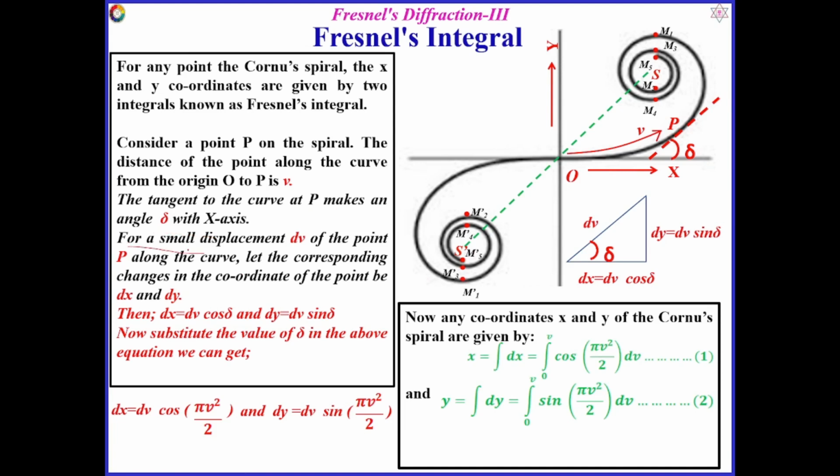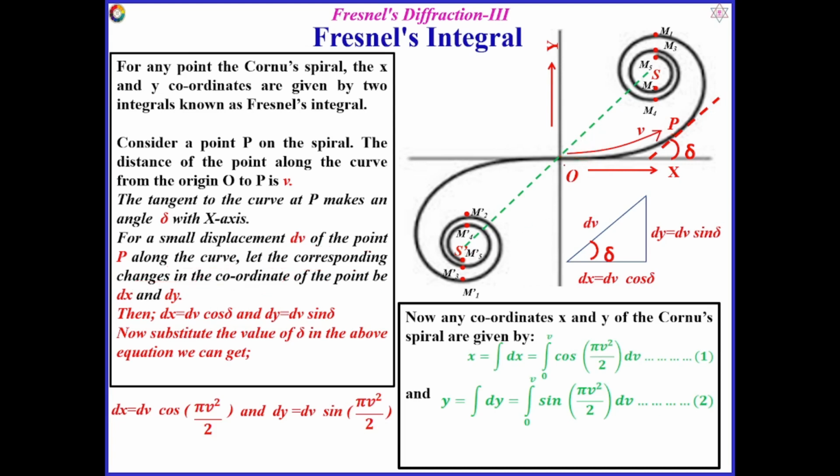For a small displacement dv, suppose this is our small displacement. Suppose the point P is displaced along the curve from here to here, and that small displacement is delta v. Let the corresponding changes in the coordinates of the point be dx and dy.